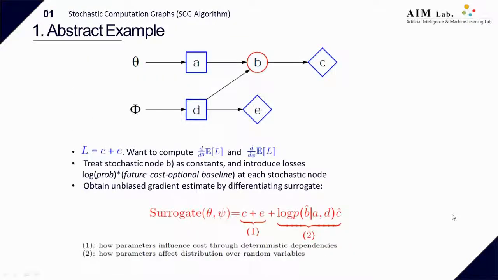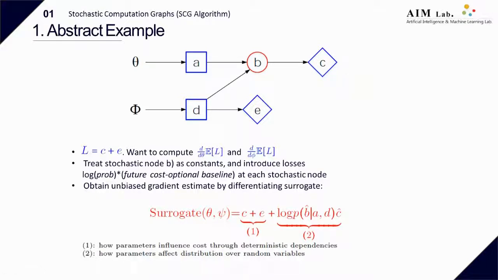Next one is an abstract example, designed to illustrate all the different kinds of motifs we have to deal with, or that we want our general framework to deal with. Diamonds are loss, a deterministic operation, and a diamond means it is a loss function.